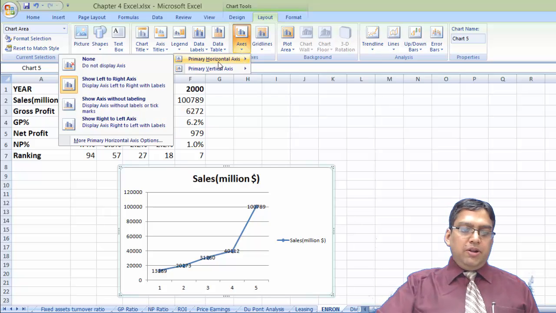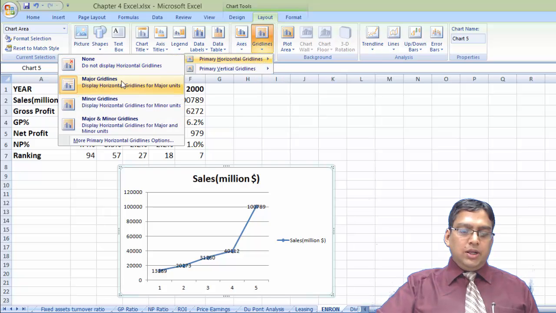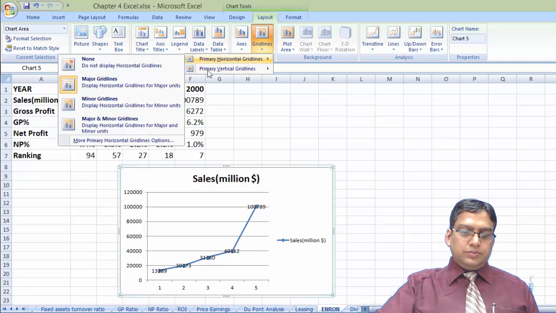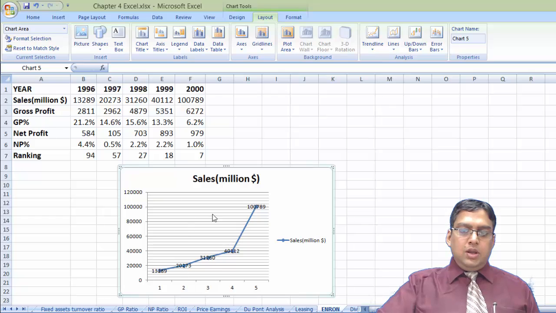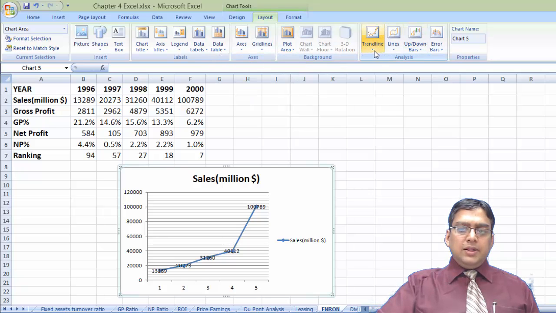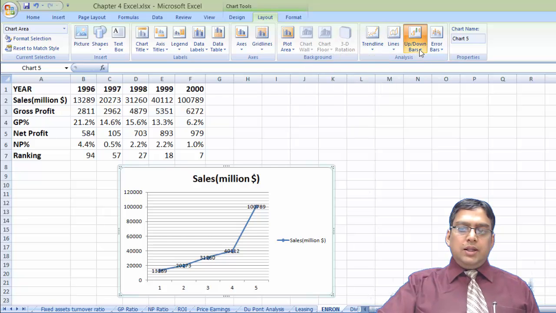Axis, that is the default axis available in your chart. Grid lines, you can change your grid lines accordingly. That is your background grid lines. That is your grid lines. Plotted area is the same. You can plot your chart in which area. Trend line analysis, lines and up down bars are the analysis techniques.